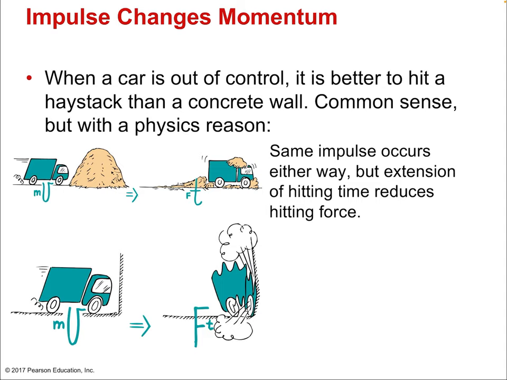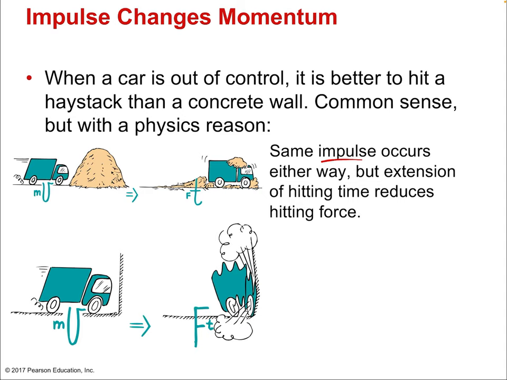So when a car is out of control, it is better to hit a haystack than a concrete wall, okay? Or those big sand embankments for runaway trucks. Common sense, all right? Duh. But there's the physics reasons behind this. And it's great because this common sense can help us understand this term, which is new to many of us, momentum, all right? So the same impulse occurs either way, okay?